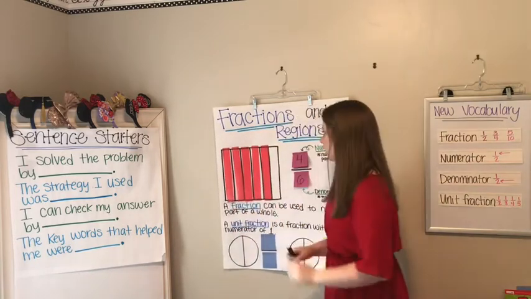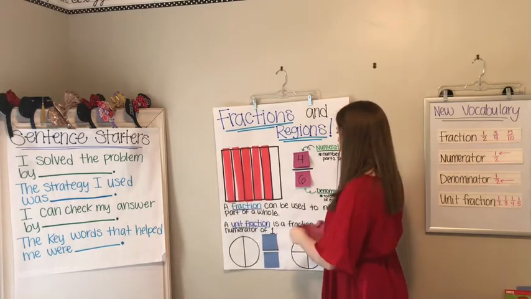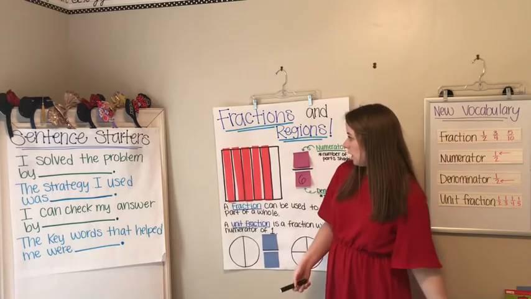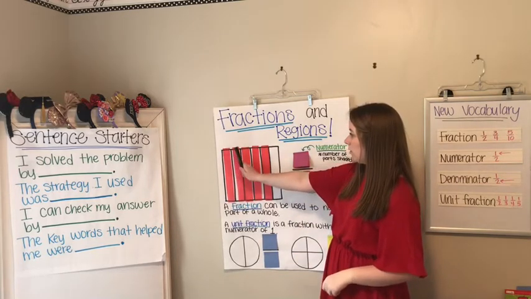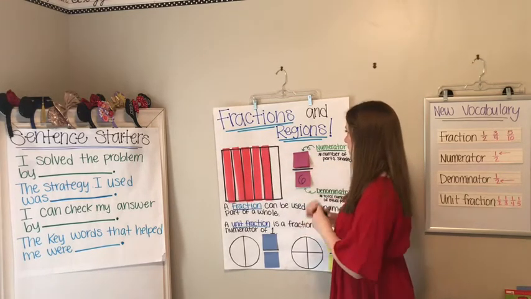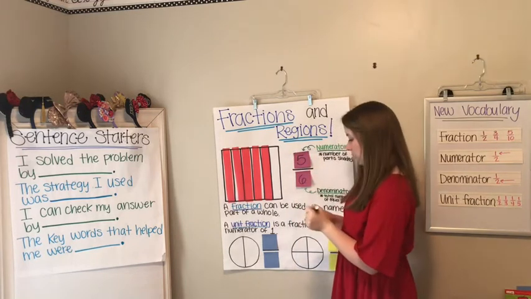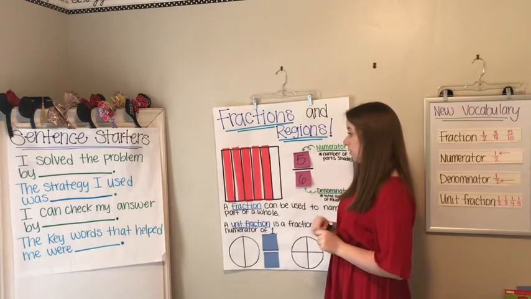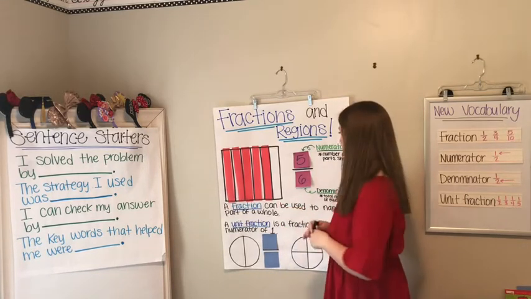All right, so our denominator stays the same because the total number of equal parts has not changed, but now we added one more, so let's see how many we have. We have 1, 2, 3, 4, and 5. So our number of parts shaded is 5. So we have a numerator of 5, a denominator of 6, and our fraction is 5/6. All right.